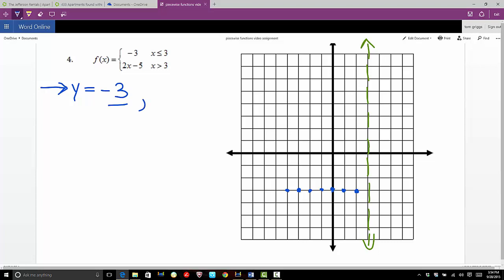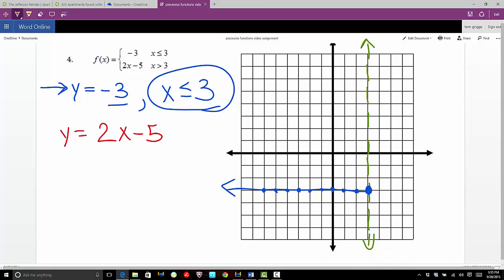Notice what it says about y equals -3. We only want the piece of the line where x is less than or equal to 3. So we're going to graph this line up to our border, which we have listed right there. So that's the line y equals -3 graphed, where it's only less than or equal to 3. Then we're going to graph the line y equals 2x minus 5, which has a slope of 2/1. It has a y-intercept of (0, -5).